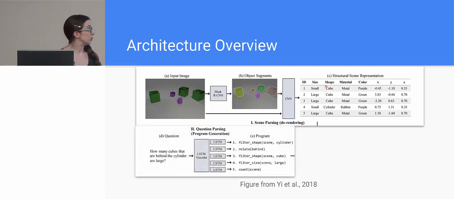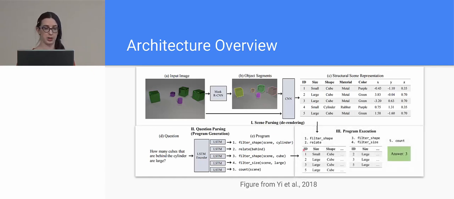Next we parse the question. Our input here is the natural language question. And then our output is this series of commands in the language that was actually developed for use on this CLEVR data set. So filter shape would take the scene and filter out all of the cylinders, for example, and relate behind compares those x, y, and z coordinates. And then the last part is the most straightforward. It's just applying this program to this representation and coming up with your answer.